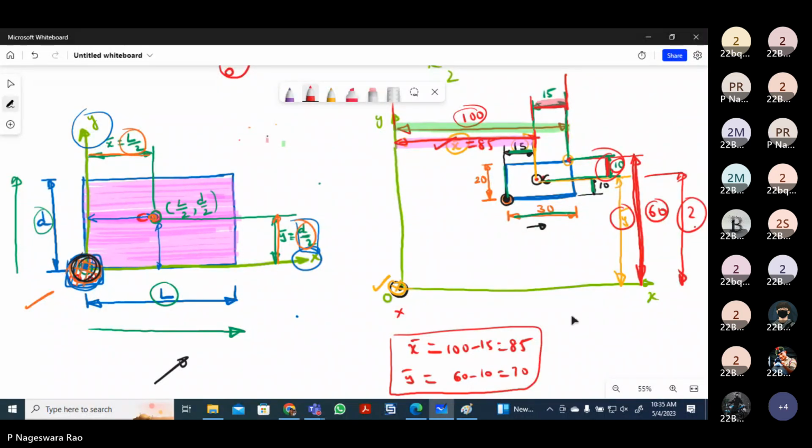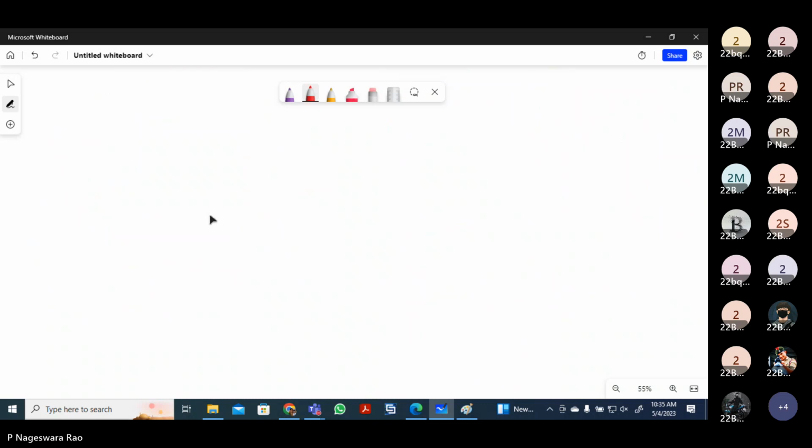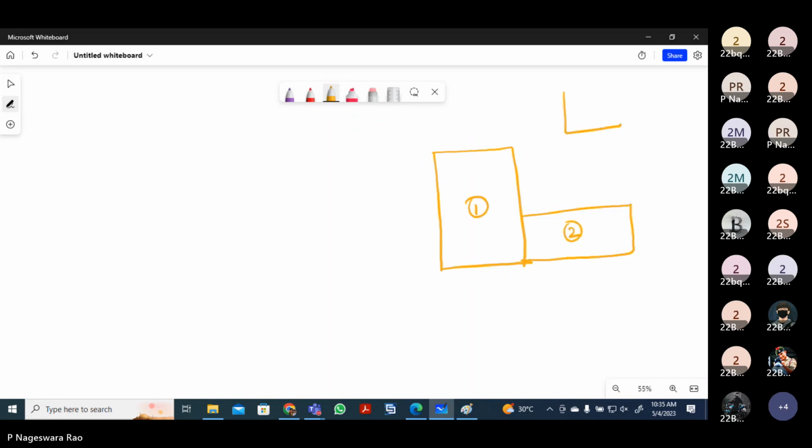Today we will solve some problems related to the centroid. So the formula for the centroid is now. Suppose I take only one rectangle. Now I can join another rectangle like this, forming a composite shape. Now it will form an L shape. If I want to calculate the centroid of the L shape, I need to divide this L shape into standard shapes, that is, two rectangles.